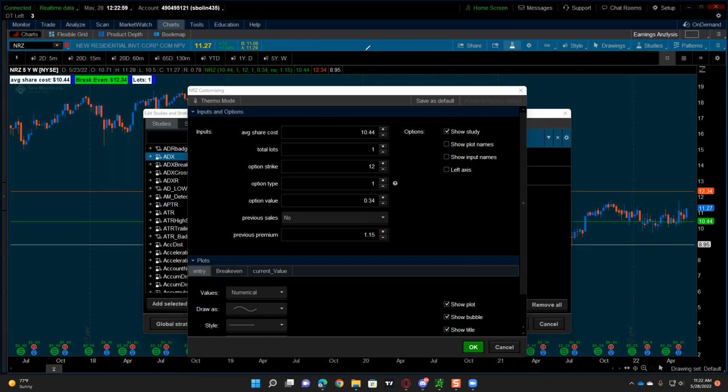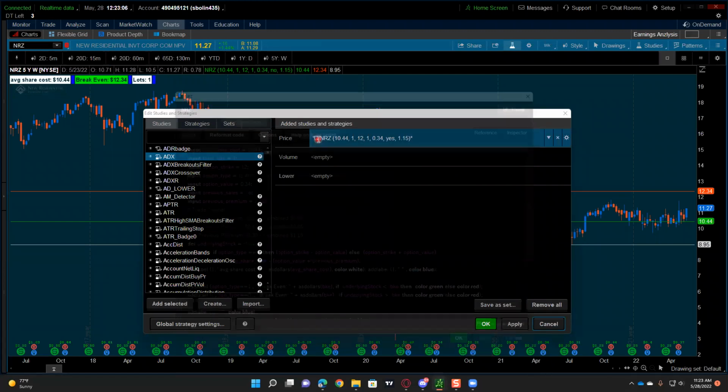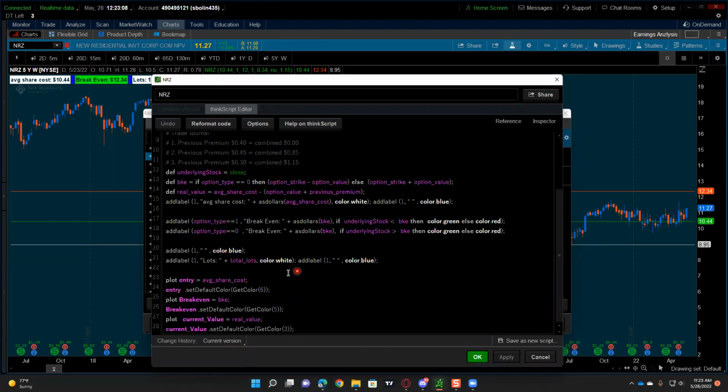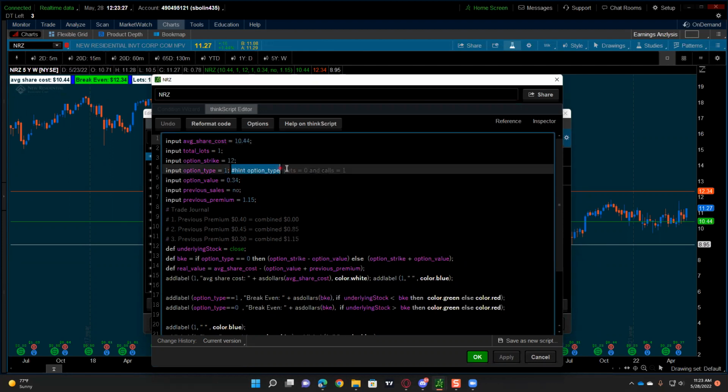Now, where it says premium previous sales, that needs to change something if we hit yes or no, right? So let's go back in there. Or maybe that would just be for us, right? To remind us, hey, if we want to look at previous premium and actually put that number in, it would be in the indicator. So we'll use a little bit of a hint option.